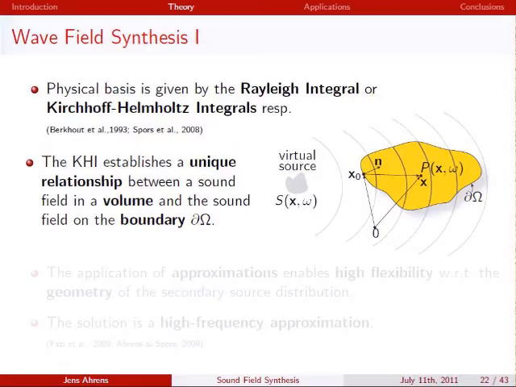So that was the explicit solution of the synthesis equation. You can also find an implicit solution, and I will tell you in a minute what that is. This is actually provided by the approach of wave field synthesis. Wave field synthesis, you can start from two different directions. You can either start with the Rayleigh integral or with the Kirchhoff-Helmholtz integral.